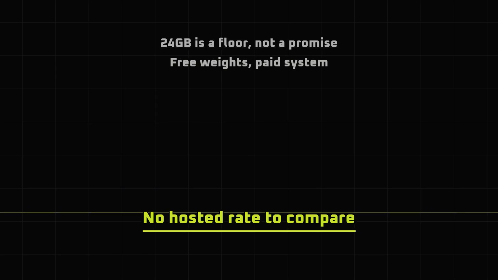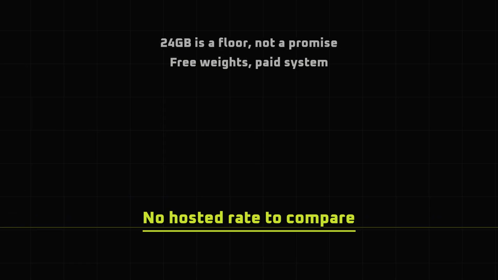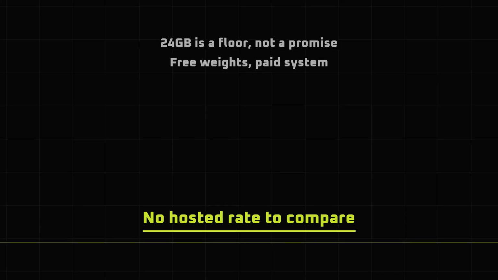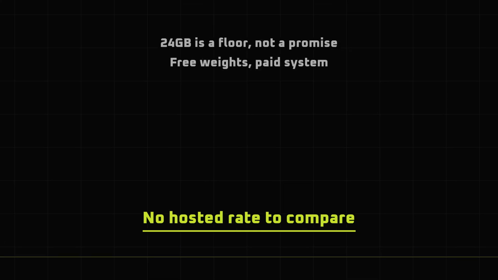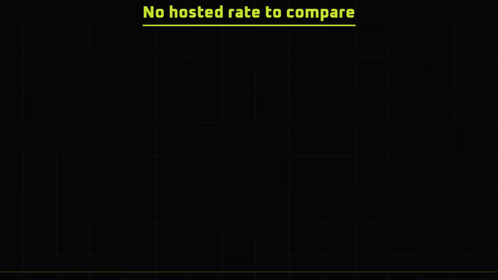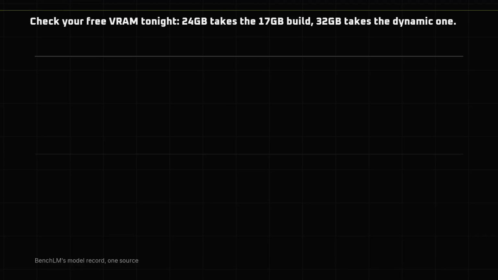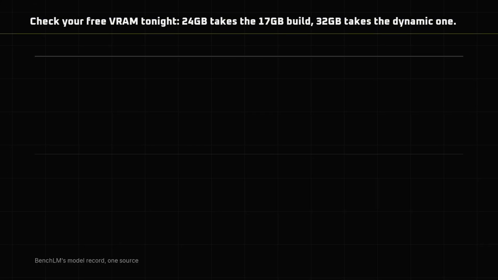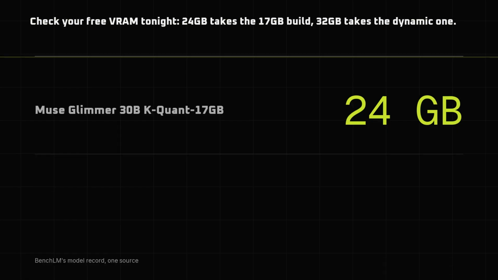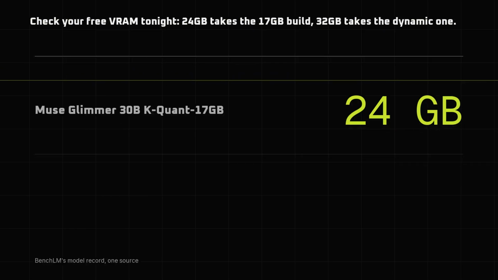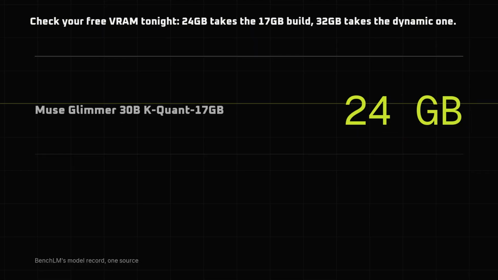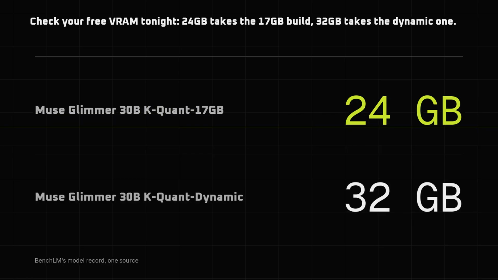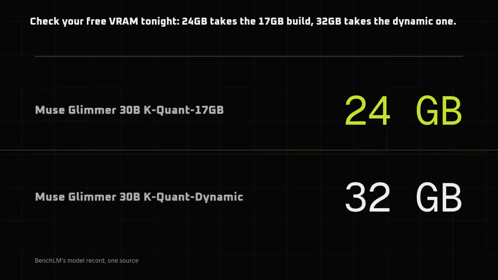Self-hosting is the price, and it moves with your infrastructure. Against a rented meter that never sleeps, that bill is not obviously smaller. It is just yours to look at. One number decides this, and you can read it in the next minute. 24 gigabytes of free VRAM takes the 17 gigabyte K-quant build. 32 gigabytes takes the dynamic K-quant build.